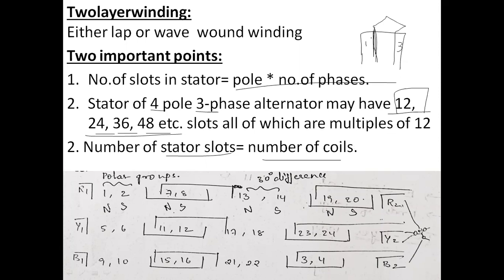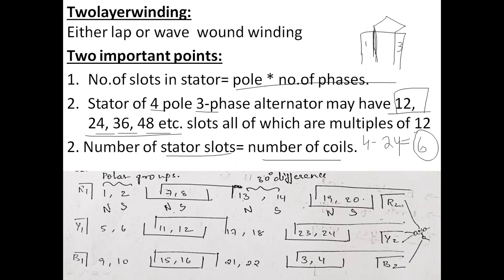Okay, so if you take a 4 pole 24 slot stator machine, the machine has 24 slots totally. Now, what is the pole pitch? Each pole will be sharing 6 slots, right? So the pole pitch is equal to 24 by 4, that is equal to 6. The pole pitch is equal to 6.